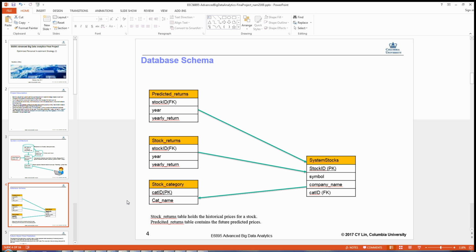So here is my database schema. I have 4 tables. The predicted return table holds the future predicted prices. The stock returns table holds the historical prices for stocks. Then I have a stock category table, where the stocks are divided into categories with category ID and category name. And then system stocks has the stock ID, the symbol, the company name, and the category.